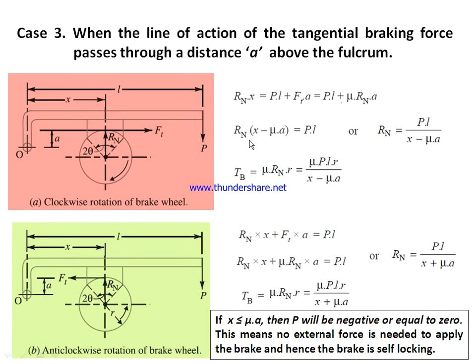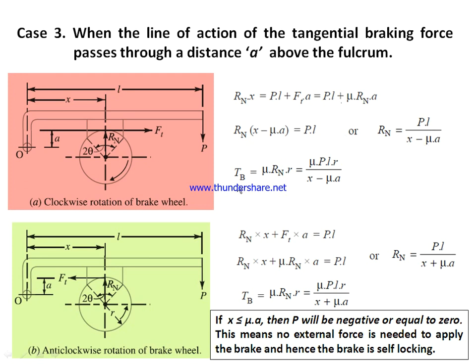Please note these differences. And the last case, the third case, is when the line of action of tangential braking force Ft passes through a distance a above the fulcrum point. Now in this case, the line of action of this tangential force Ft is above this point at a distance a. Let us see what is the magnitude of the braking torque Tb for this when the drum rotates in the clockwise direction. Now by using the usual process, that is by taking the moments of all the forces about this point, we get Rn equal to P into L divided by x minus mu a.